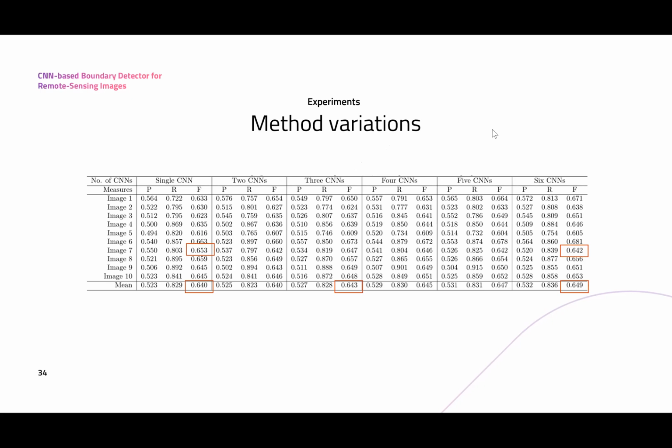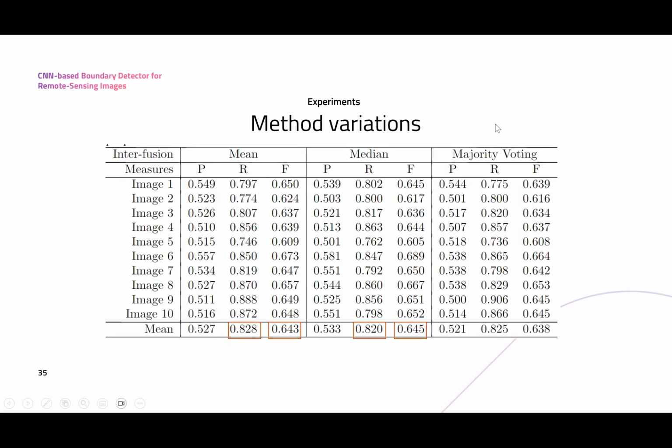Let's look at another variation. What if we select mean, median, or majority voting in terms of combining? As I've said, we now have 3 multiplied by 10 bands, which is 30 per image. How do we combine these 30 into a single confidence map? We tried mean, median, and majority voting.